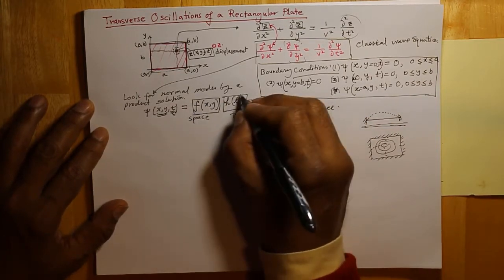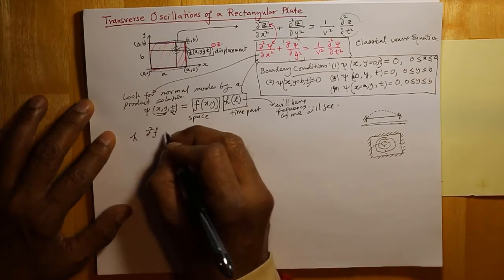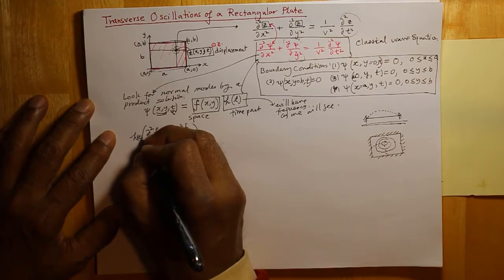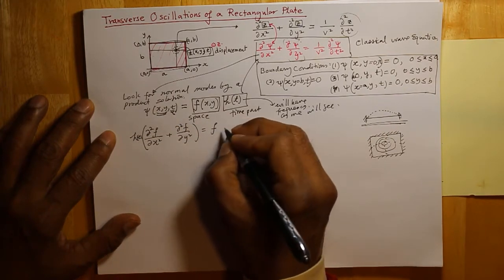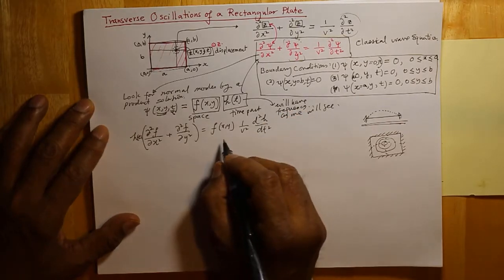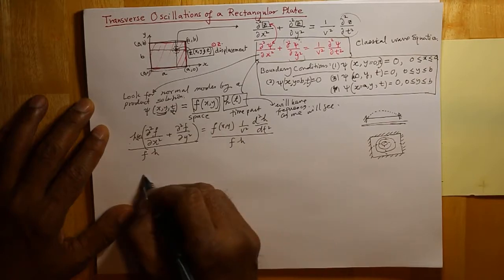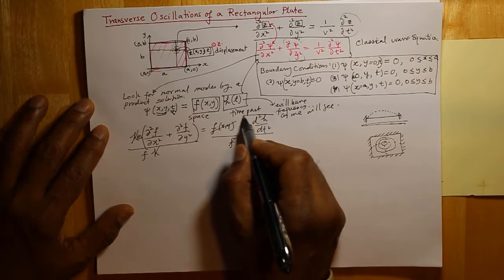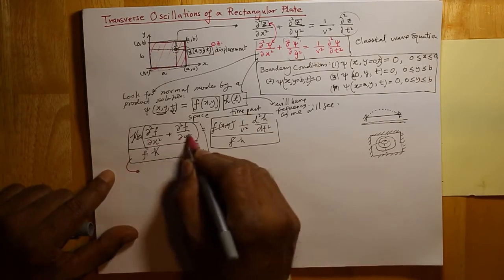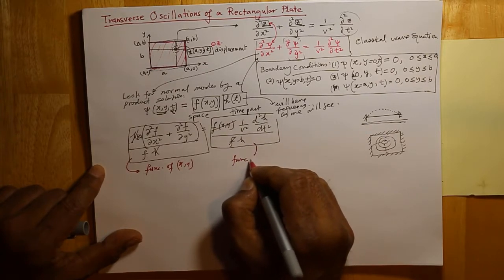Let's see. So we put this in here, and you can see that you will get h times d square f dx square plus d square f dy square. So h of t kind of factors out here, and on the other side f of xy factors out, and this becomes d square h dt square. I can divide by f times h. So h cancels out here, and f cancels out here. So on the left side we have purely a function of x and y, and this is a function of t.